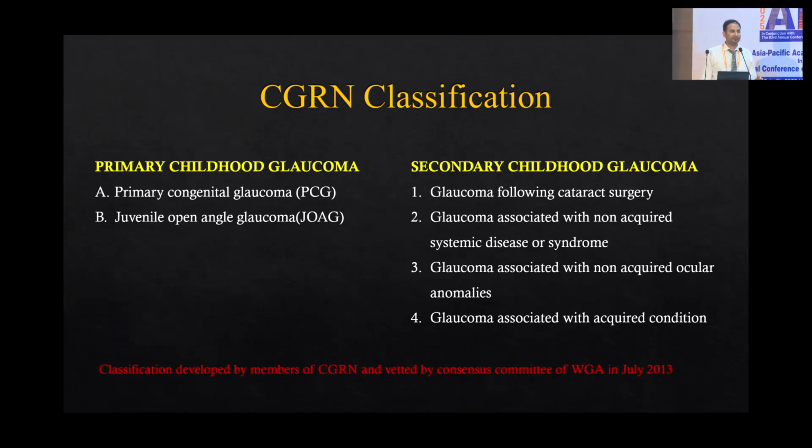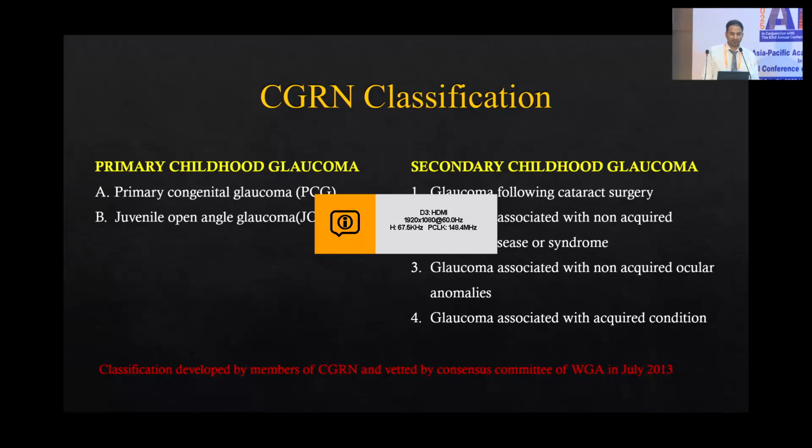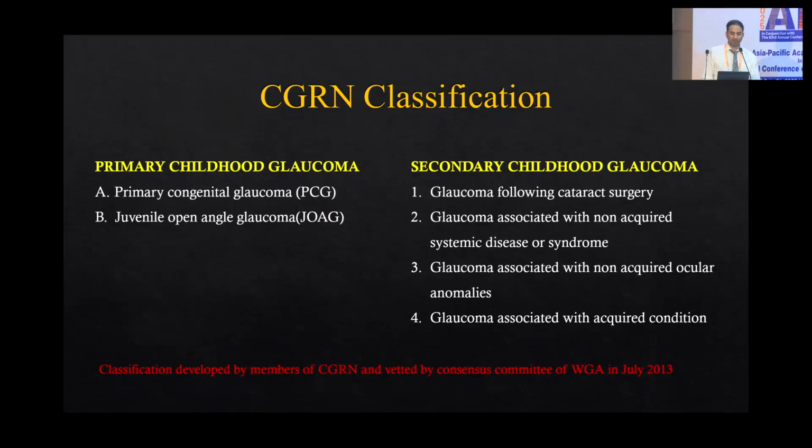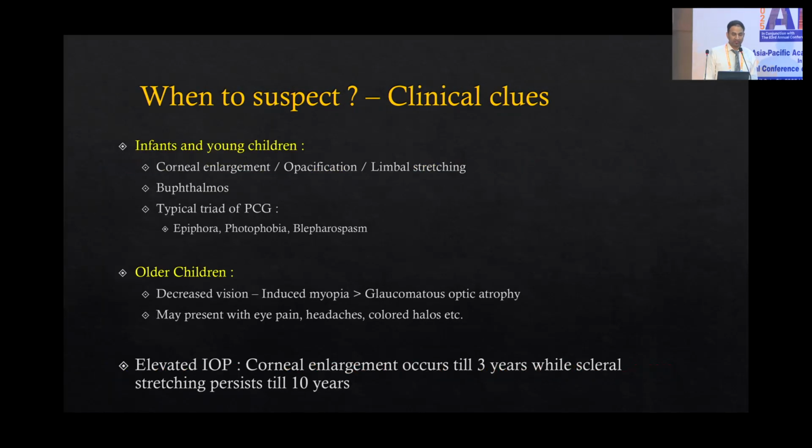Once we suspect glaucoma, we need to classify it as primary or secondary, because it helps in further follow-up and treatment. Primary childhood glaucoma is mainly PCG, that is primary congenital glaucoma, or juvenile open angle glaucoma, depending on the age and presentation. There may be secondary glaucomas like glaucoma following cataract surgery, glaucomas associated with non-acquired systemic disease, with non-acquired ocular anomalies, or with acquired conditions. So when to suspect? What are the red flags?